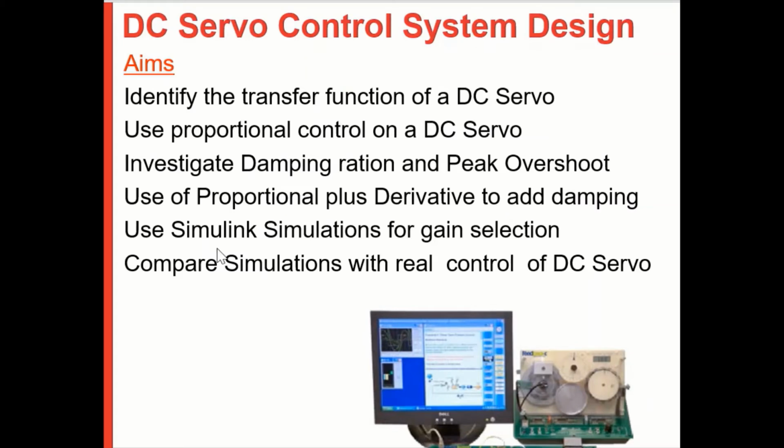Right, this is the DC servo control system design experiment, and we have a number of aims to achieve here. The first one is to identify the transfer function of this DC servo down here. Then, having identified it, we can have a go at using our feedback control theory to design a proportional control system on the DC servo and investigate the damping ratio and peak overshoot.